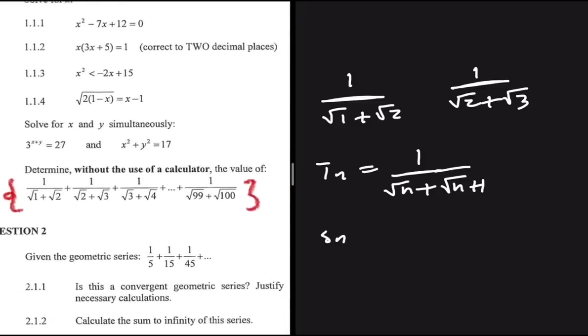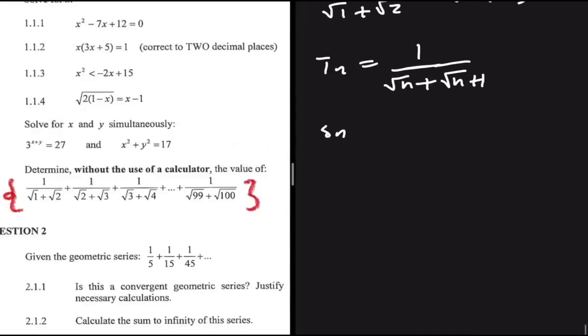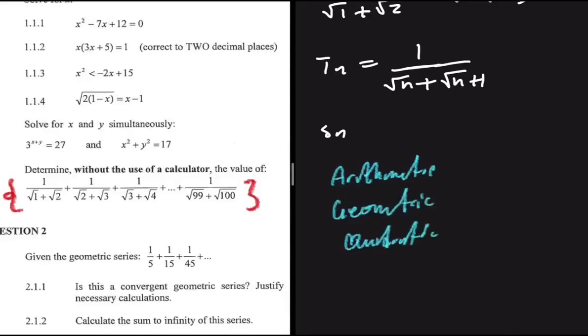The question says that we must determine without the use of a calculator the value of that series that we are given there, right? So in order to determine the sum, I need to know which sequence it is. Is it arithmetic? Is it geometric? Or is it quadratic, right? It has to be one of the three under normal circumstances. And if that is the case, I can easily go ahead and solve the problem.